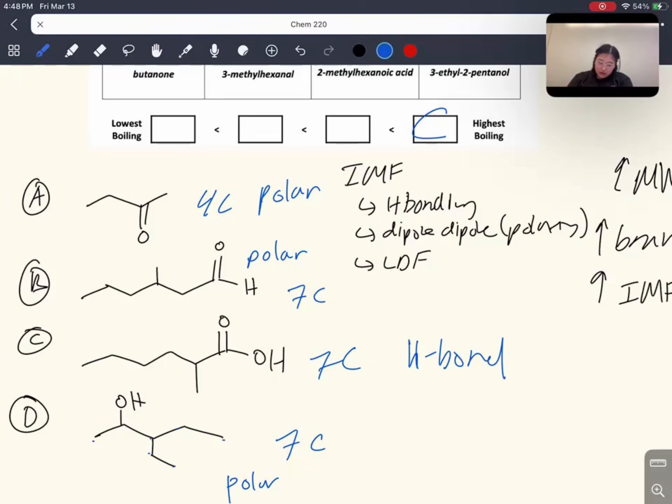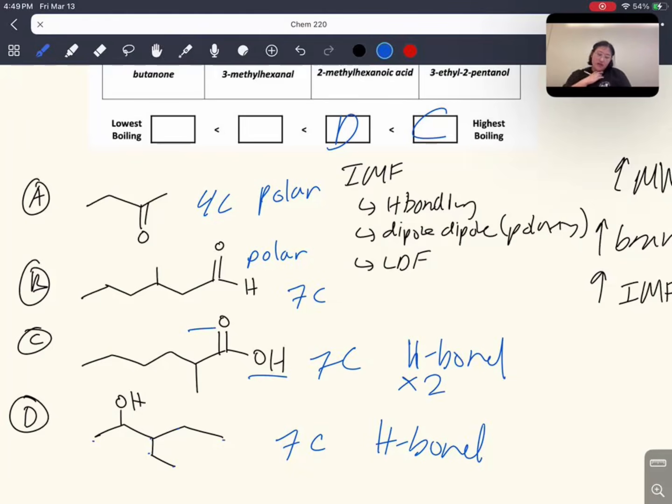Actually, sorry, I got it backwards. So actually D can hydrogen bond with itself, so it can hydrogen bond. It's just that for C, you have your OH group and your oxygen. So you have two sites of hydrogen bonding that can exist, but in D you have only one. So that is why D would be the second highest. Sorry, I got that backwards.